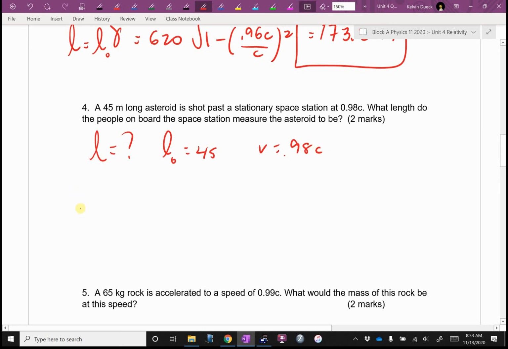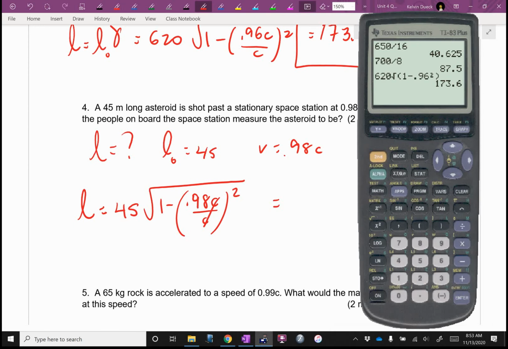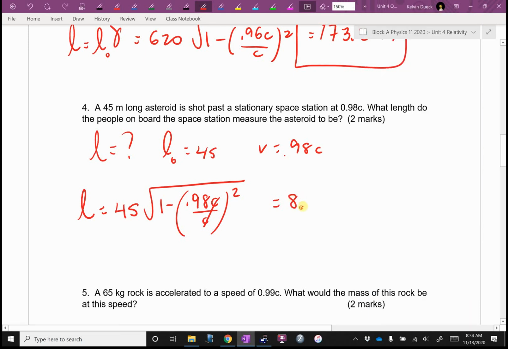I think we're going to end up with L equaling 45 times the square root of 1 minus 0.98 c over c all squared. I wonder if I can just backspace and edit a little bit here. I think if I go 0.45 and 98, is it 8.95 meters? At that speed, yes.